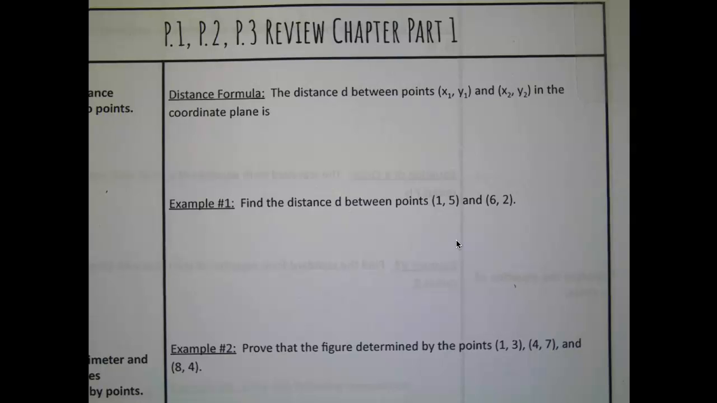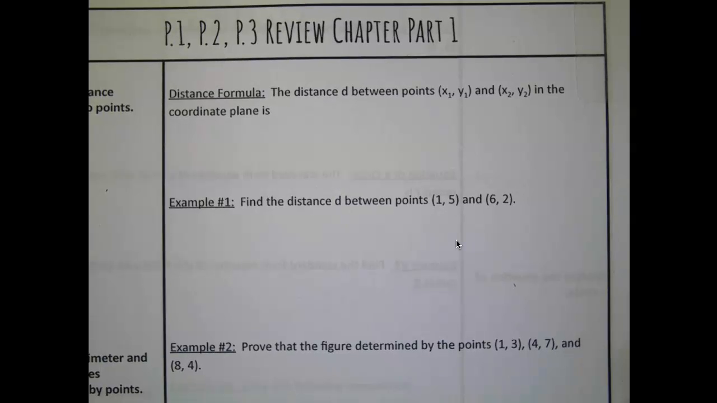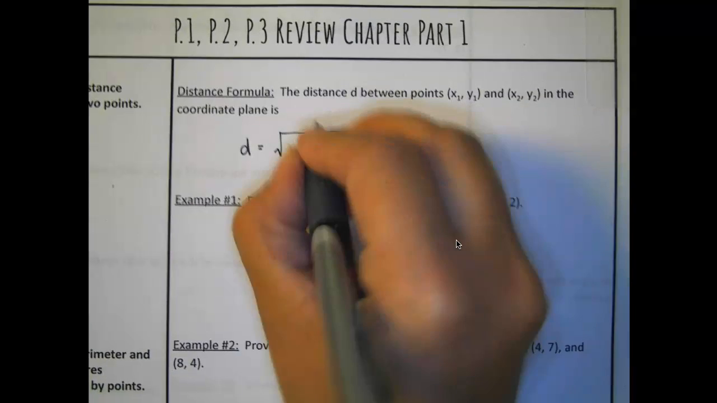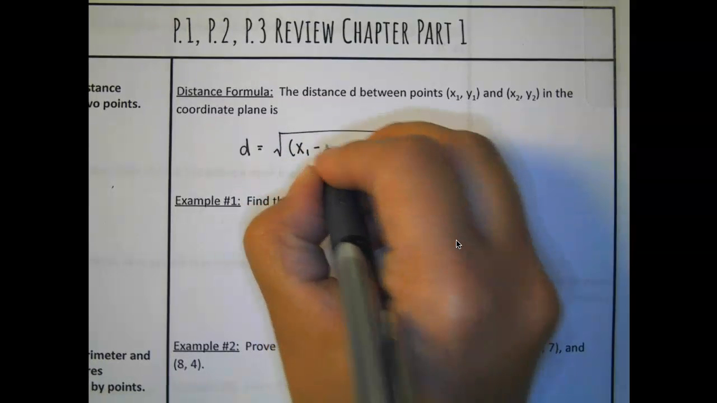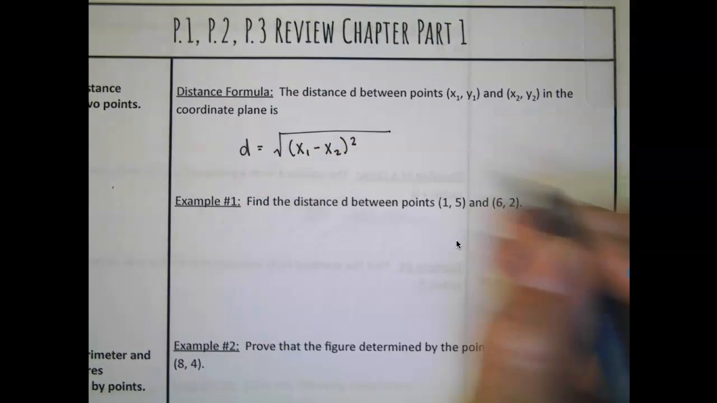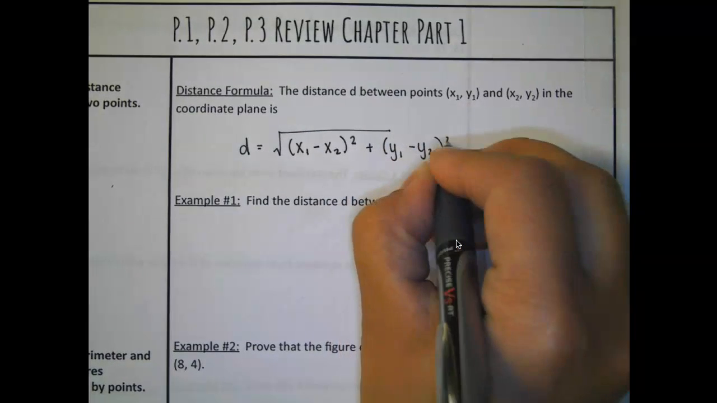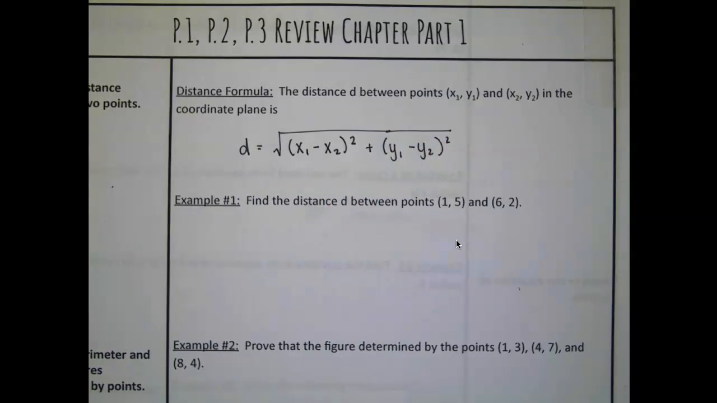This is something I hope you learned last year. The distance d between points (x1, y1) and (x2, y2) is d equals the square root of (x1 minus x2) squared plus (y1 minus y2) squared. Some textbooks have it x2 minus x1; it really doesn't matter. It's basically the Pythagorean theorem. The Pythagorean theorem is c squared equals a squared plus b squared, so if you take the square root of both sides, you have the square root of a squared plus b squared.